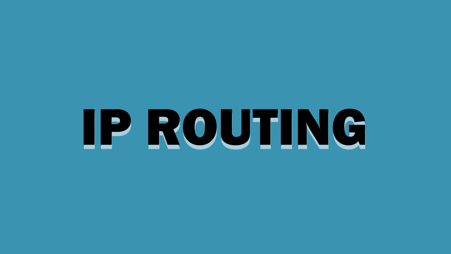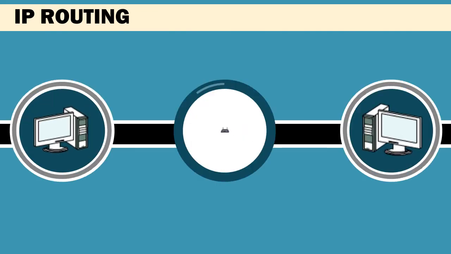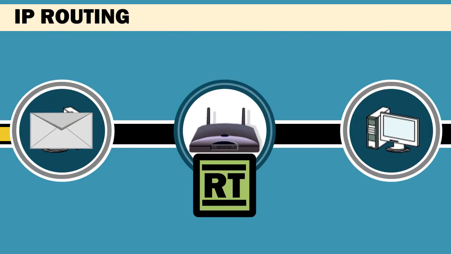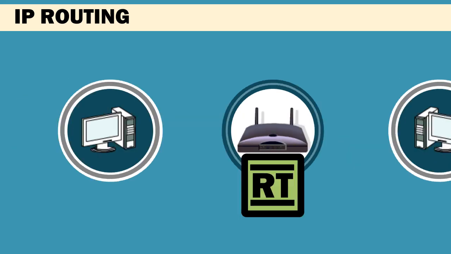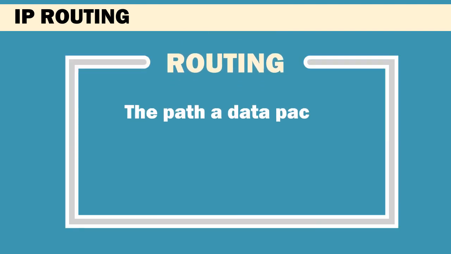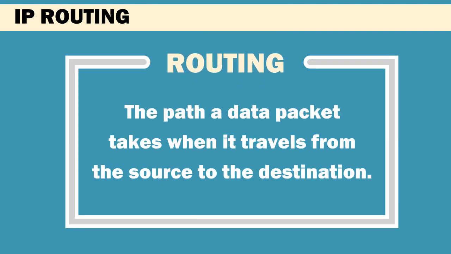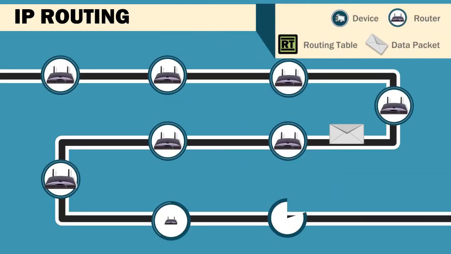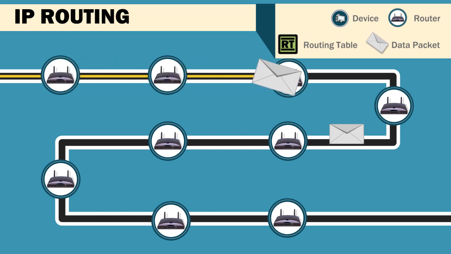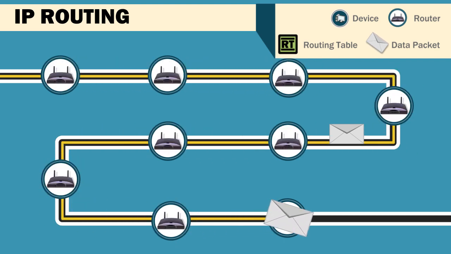Welcome to IP routing. In this learning activity, you'll explore how routers use routing tables to move data packets from their origin to their destination. In a network, routing is the path a data packet takes when it travels from the source to the destination. Along the way, it travels from router to router.